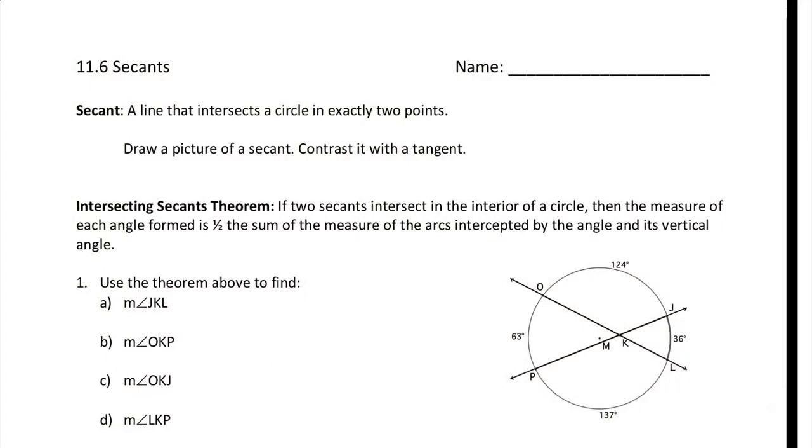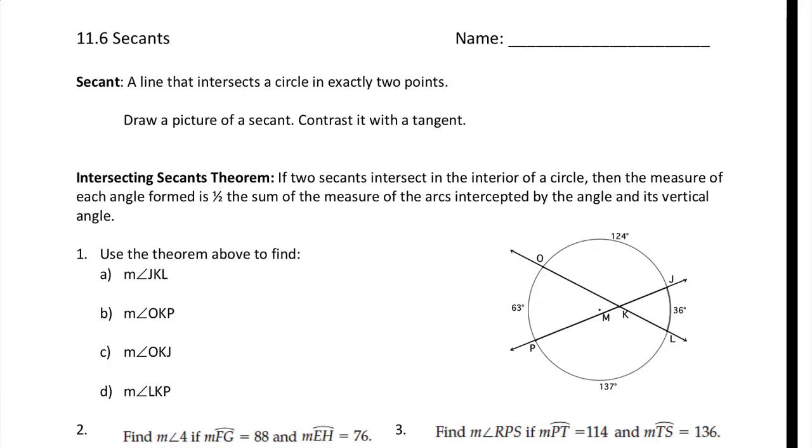So, if you have questions from yesterday's homework, you can ask me on Tuesday, but let's look at our lesson from chapter 11 about secants. A secant line is a line that intersects a circle in exactly 2 points. So if we have a circle, a secant line would be one like this. So it intersects here and here. This is a secant line.